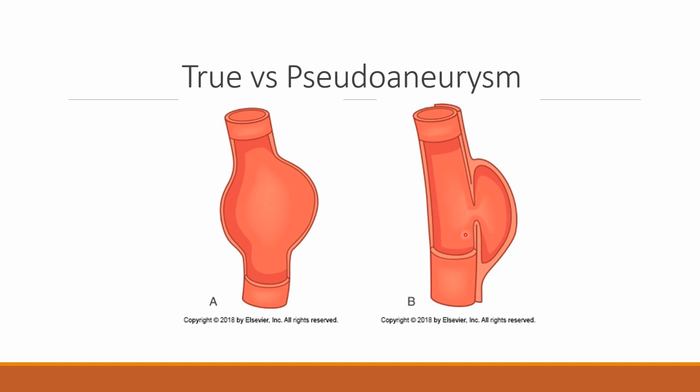This is a true breaching of the wall. Here, we've got a widening of all three layers, but the walls are still intact. And that's the difference between a true aneurysm and a pseudoaneurysm.